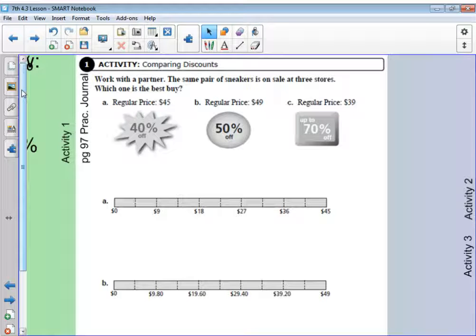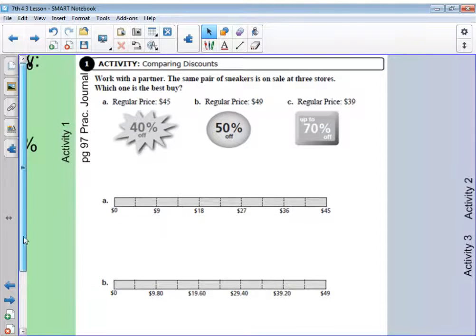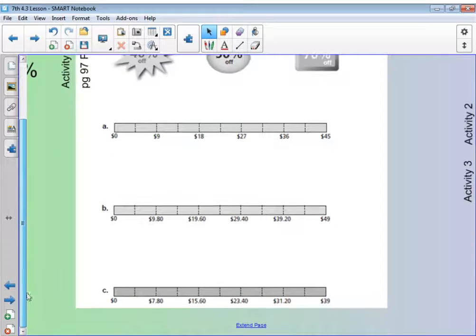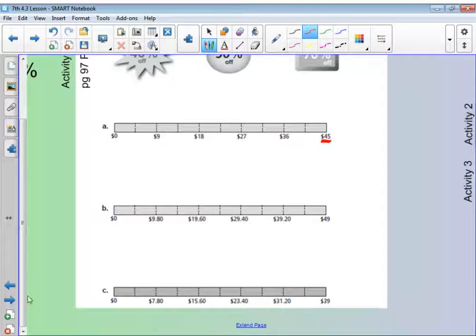For A, B, and C, you'll notice down here, they went ahead and split the original cost. For A, remember our full cost was $45, and they've split that up into 10 groups. There are 10 blocks here. So we could figure out that each block, if we divided that 45 by 10, is worth $4.50, each and every block.